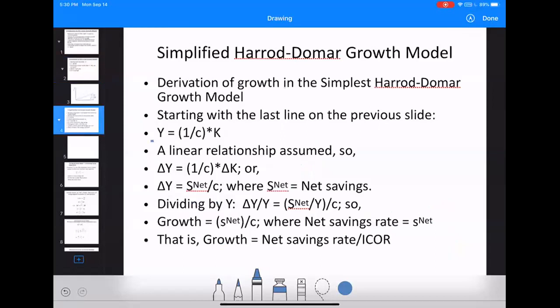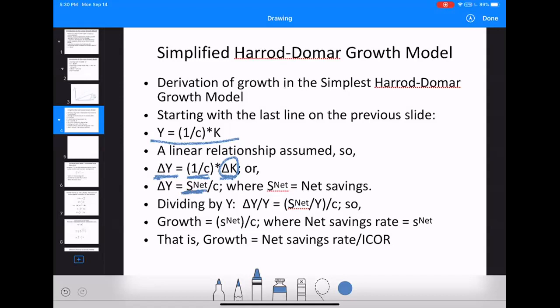And so let's talk further about the derivation of this model. So start with the last line. This is that y is equal to 1 over the ICOR times k. We have a linear relationship, so once again, the change in y is equal to 1 over C also times the change in k. And that's the key point here regarding the linear relationship between capital and output. So looking at this a little further in terms of economic interpretation, when we look at the change in the capital stock, I said we've taken care of depreciation. So this must be the same as the net total amount of savings, capital S net.